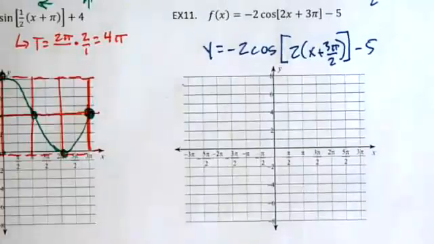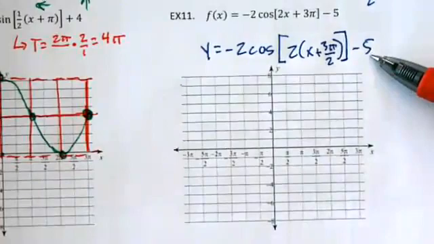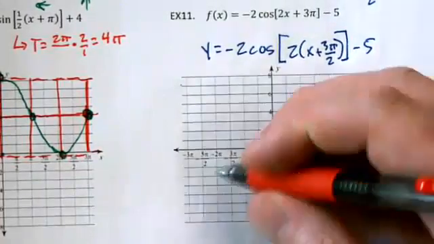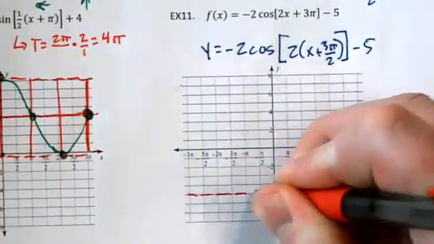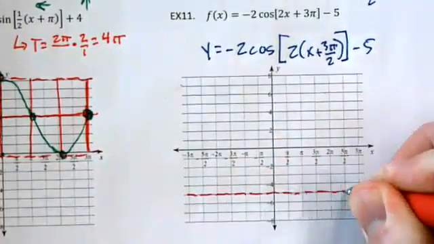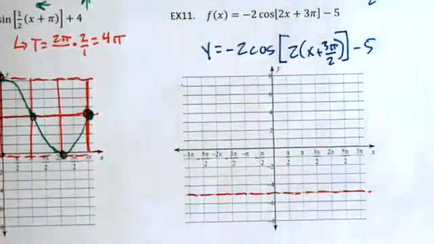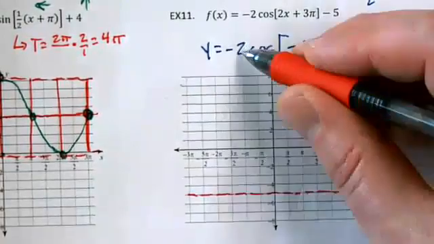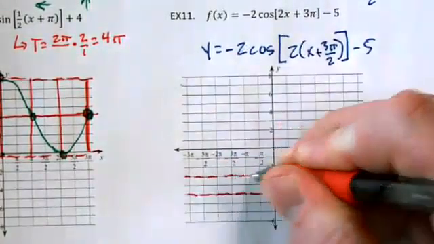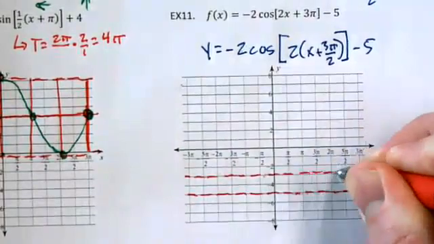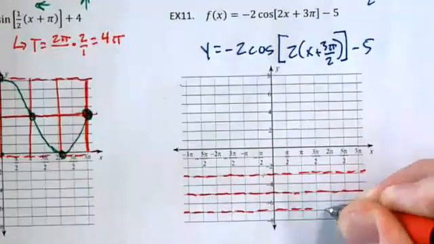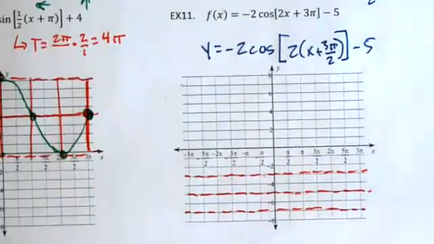All right, let's draw that center line in first this time. This graph's going to get shifted down 5, right? So the x-axis was not going to be at the x-axis anymore. It's going to be shifted down 5. So I'm going to draw that center line in right away at -5. And then a couple more horizontal lines for my amplitude. My amplitude is 2, so I'm going to go up 2 and down 2. We talked about how the amplitude's always positive, right? That was a common mistake on last year's test.